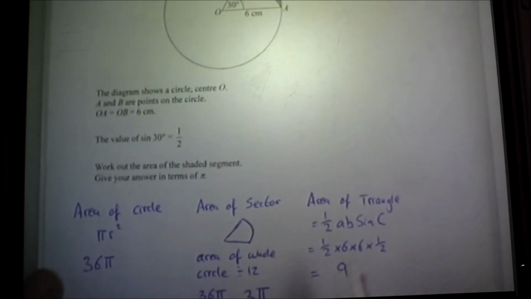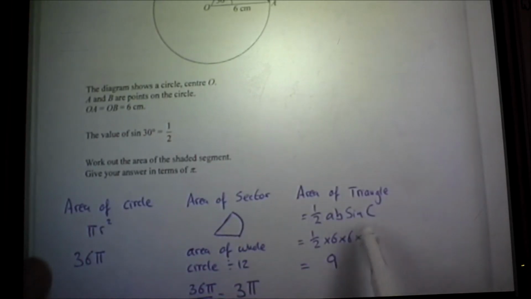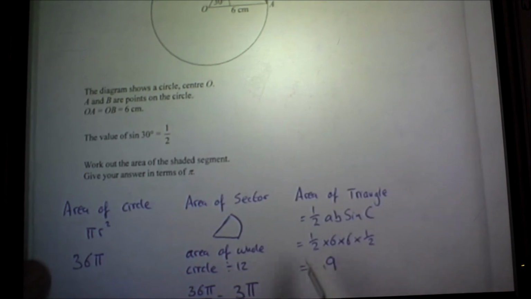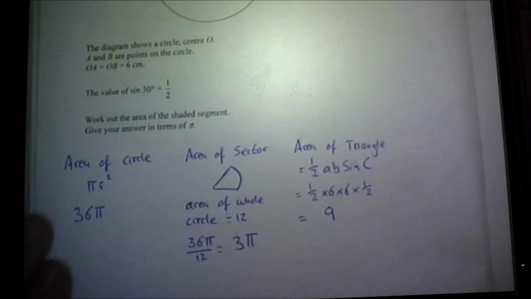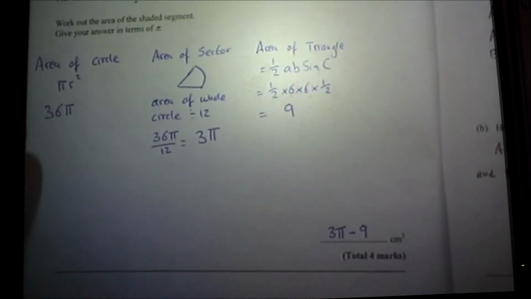Area of the triangle is half ab sine C. That's on the front of your exam paper. So it's a half times 6 times 6. Sine C is a half. So it's 6 times 6 is 36. So we want a quarter of 36, which is 9. So the area of the shaded bit is the area of the sector, take away the area of the triangle. So it is 3 pi, take away 9. And that is your answer there. I'll show you the whole page on that one in case you want to have a look.